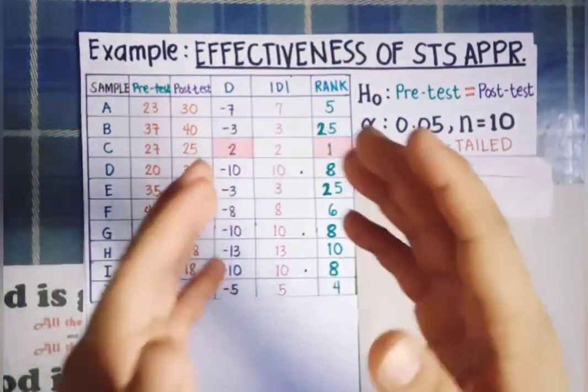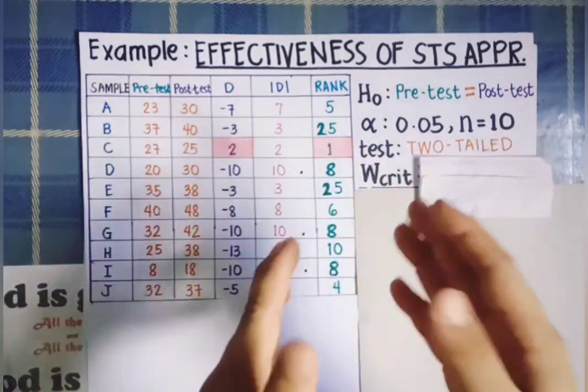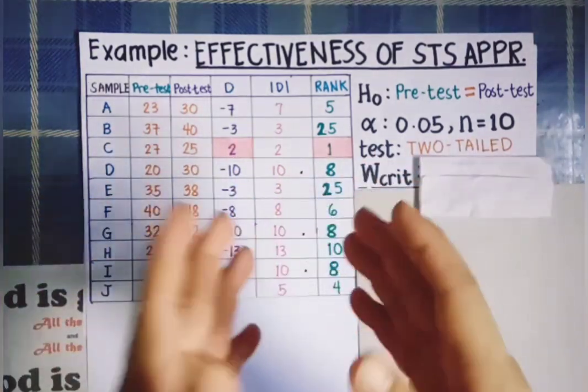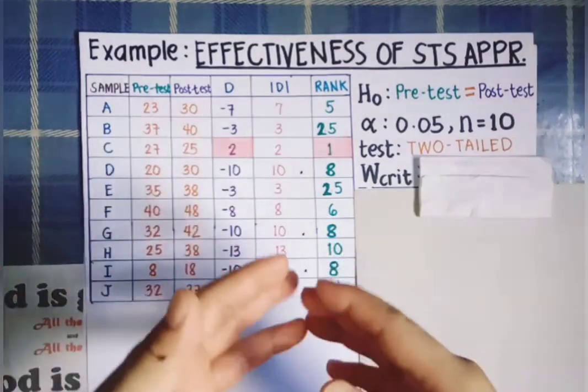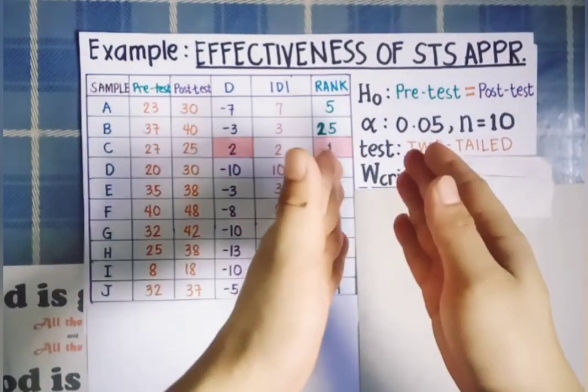We did not say pretest scores will be greater than the post-test scores, or pretest scores will be lower than the post-test scores, and so on and so forth. We don't have any direction here. That's why our test here is two-tailed.